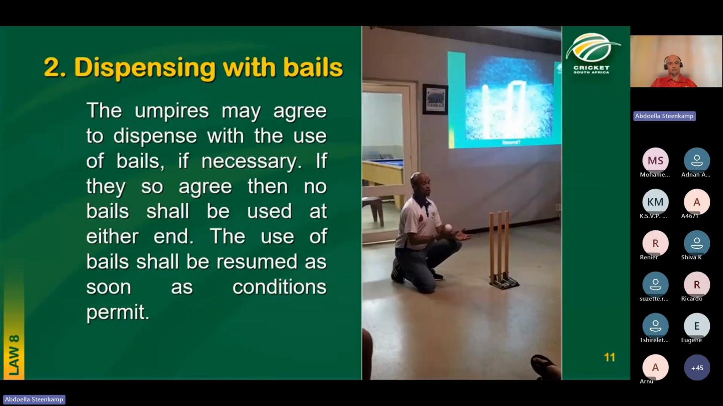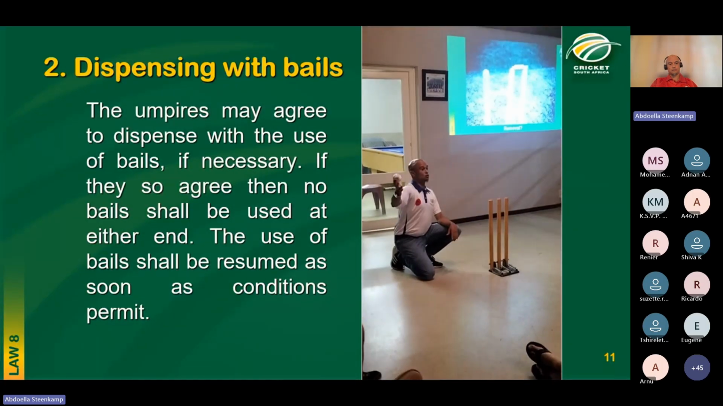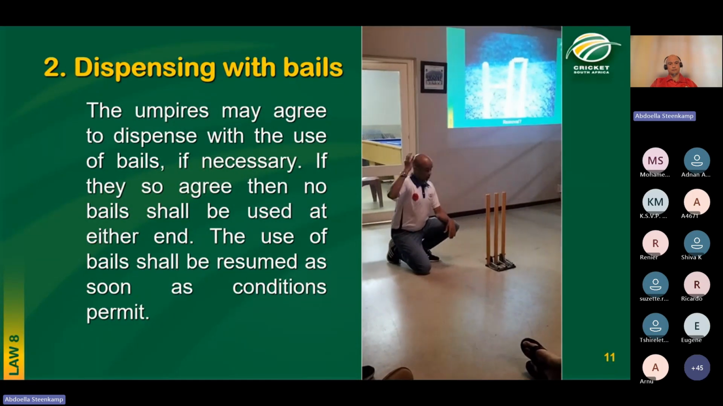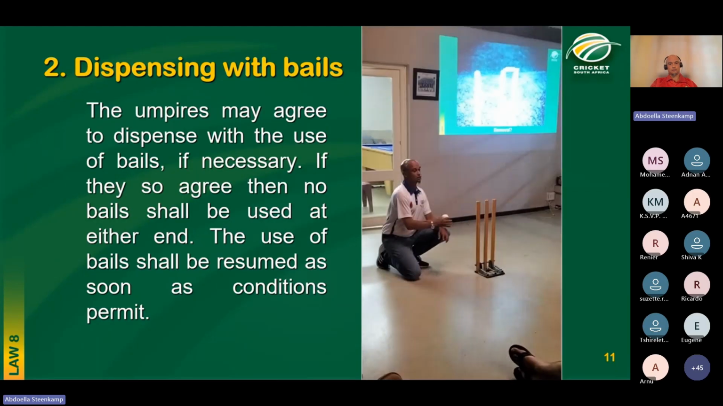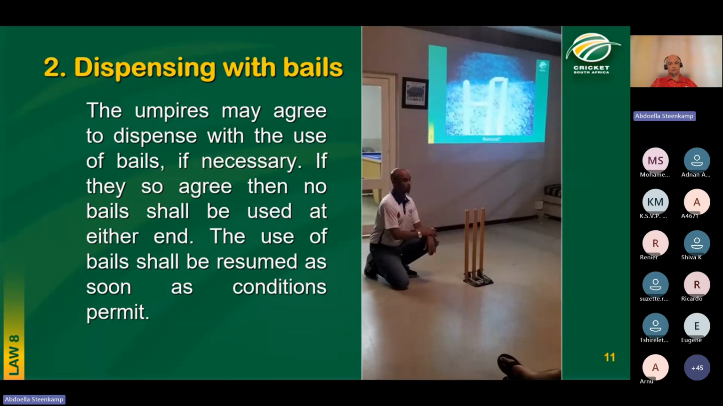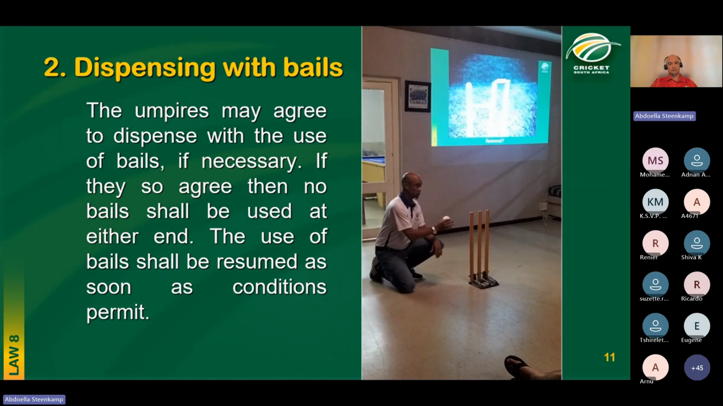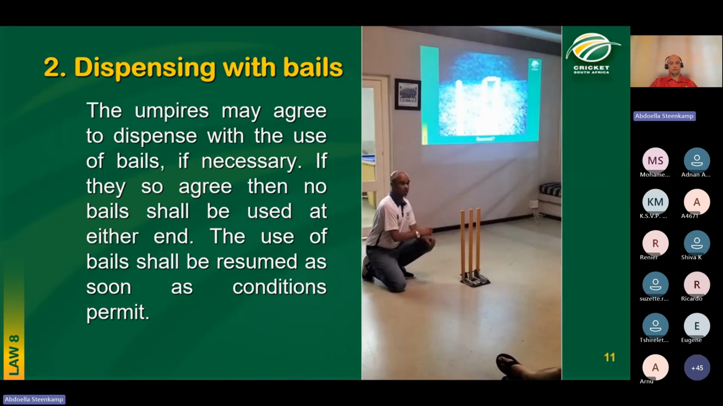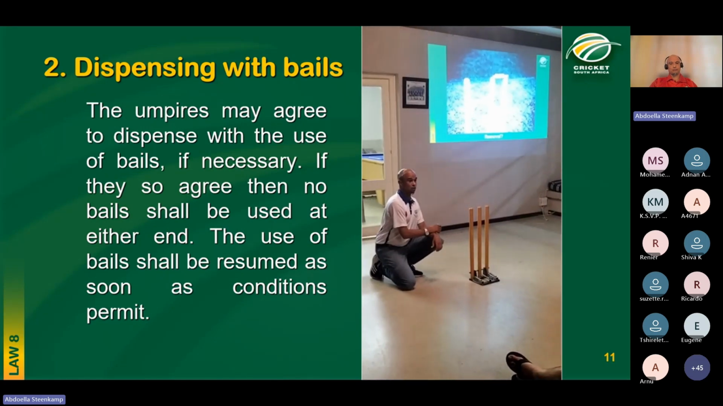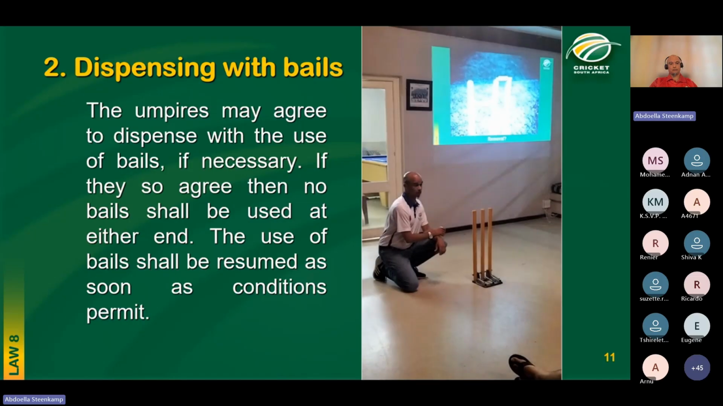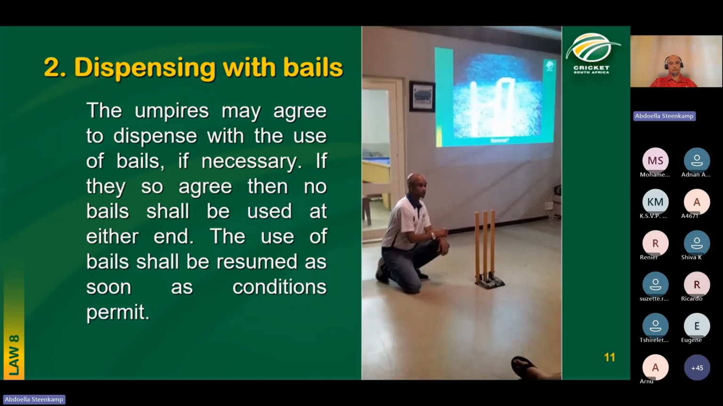What you need to do is go and consult your colleague. Ask your colleague, did it hit the stump? Yes or no? If you're not sure, what do you do as umpires? Benefit goes to the batter. You must be 100% sure that either of you saw the ball at least touching the stumps. If not, give the benefit to the batter.